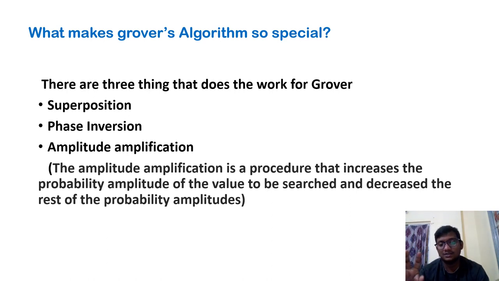So we will only see what are the fundamental things that these things are showing. The amplitude amplification is a procedure that increases the probability amplitude of the value to be searched and decreases the rest of the probability amplitude. So what does it mean? It means it amplifies the state that we are searching.